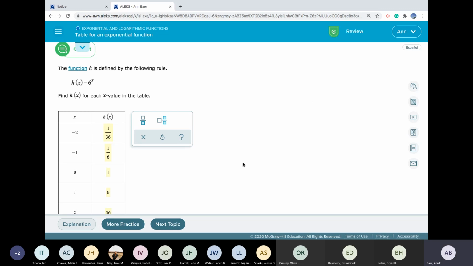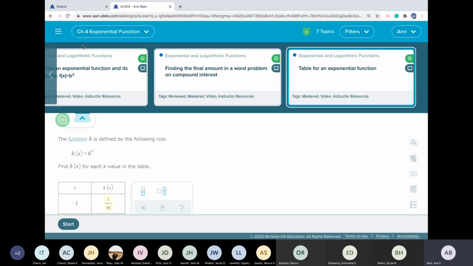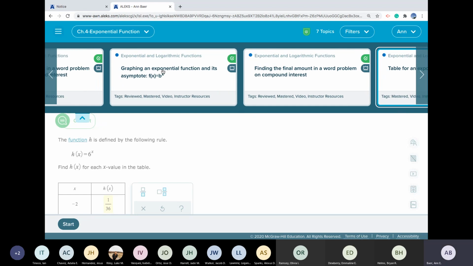So now let's look at those other 2 topics on graphing. I'll go back up into the carousel, and let's take a look at graphing an exponential function and its asymptote, f of x equals b to the x. What we were looking at just now is b to the x as well, but we now need to identify the asymptote.